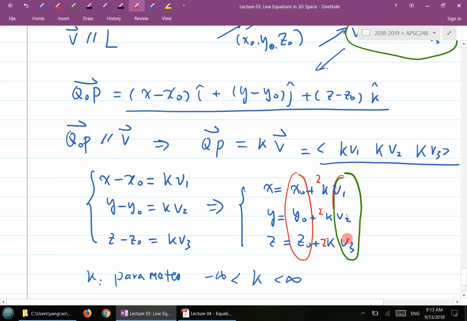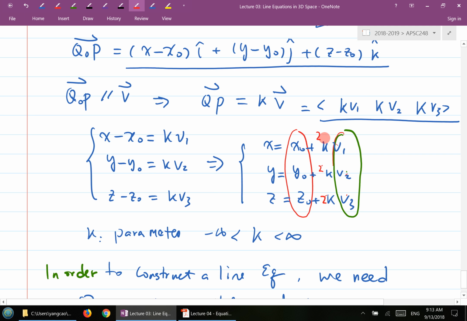Now, I don't know if it helps you, but if I define a completely different parameter instead of k, maybe I can define the 2k as s. So I'll get back to my original parametric description. Does that make sense? Yeah.